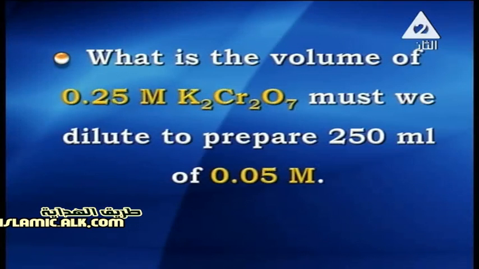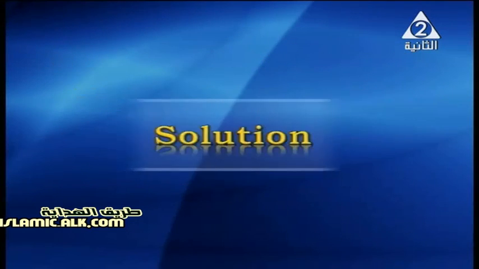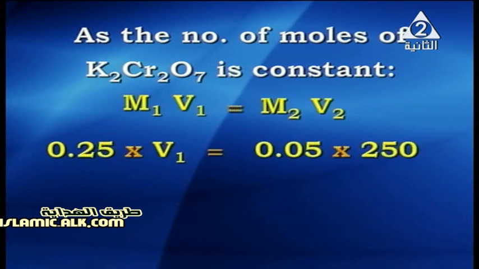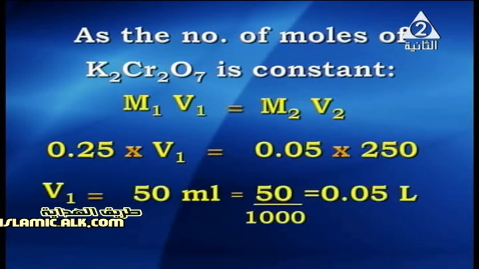Next problem. What is the volume of 0.25 molar K2Cr2O7 must we dilute to prepare 250 milliliter of 0.05 molar? Solution. As the number of moles of K2Cr2O7 is constant, so M1 V1 equals M2 V2. So 0.25 times V1 equals 0.05 times 250. So V1 equals 50 milliliter, so equals 50 over 1000 equals 0.05 liter.